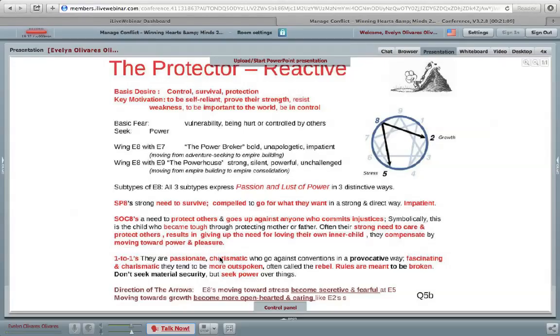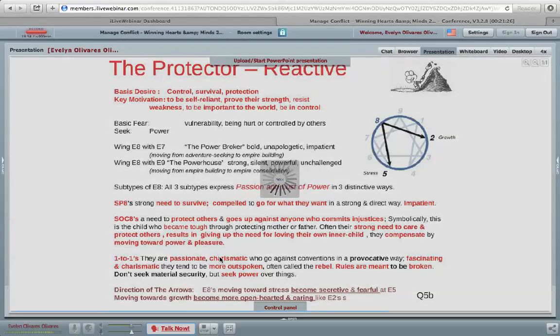So when an 8 is moving towards stress, they become more secretive and fearful, going toward the 5. When the 8 is moving towards growth, which is closer to the 2, they become more open-hearted and caring.